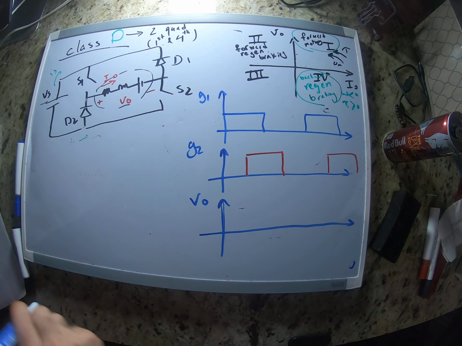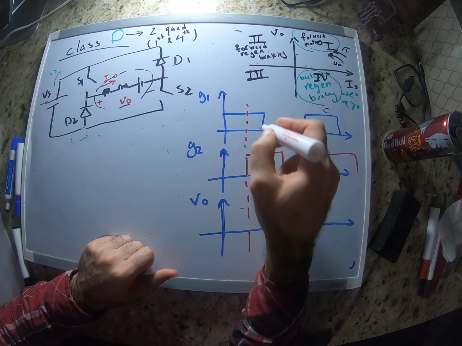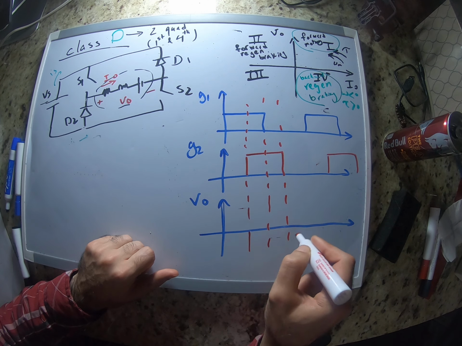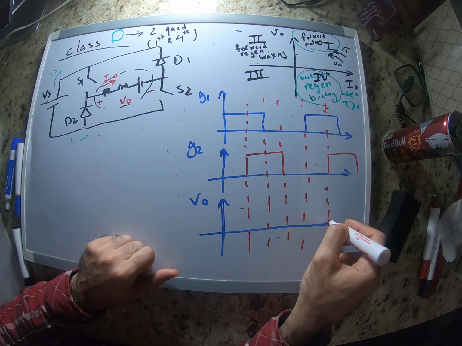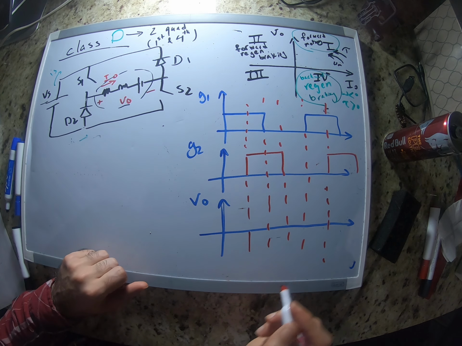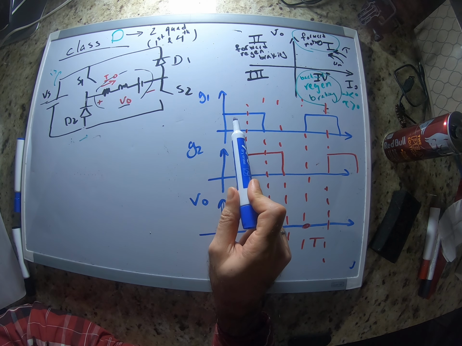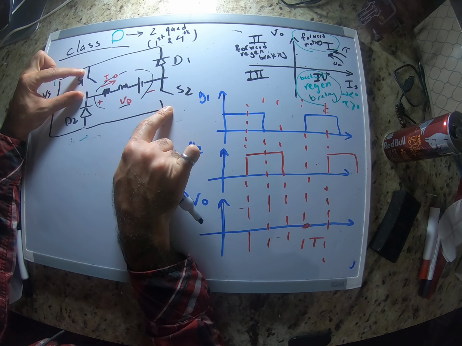Okay, so let's divide this into multiple time intervals. Okay, this is T. Actually, we can stop right here. So at this point, switch 1 is on, but switch 2 is off, right? So this switch is on, but this one is off.